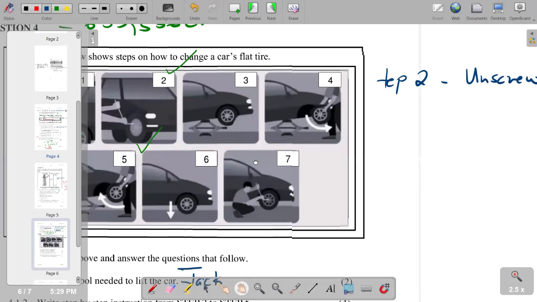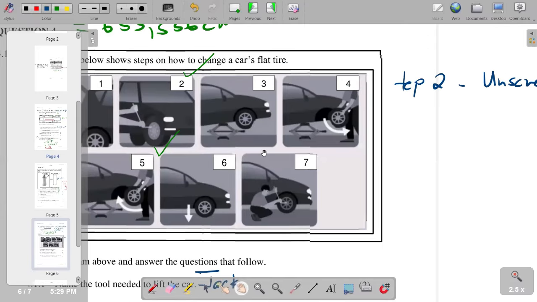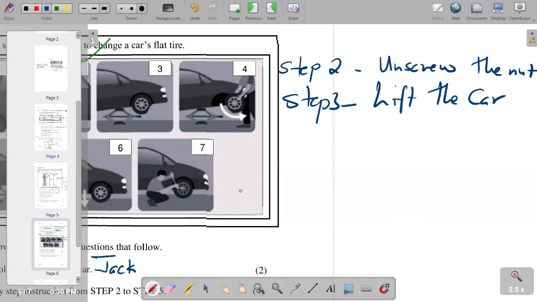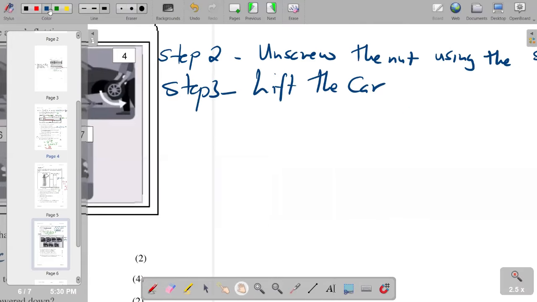So on step 3, we are seeing that the car is being lifted. To lift the car with a jack is our step 3, as indicated on this part. So we are now on step 3, lift the car with a jack. And then we move on to step 4.